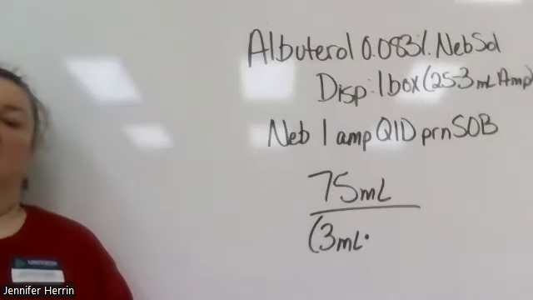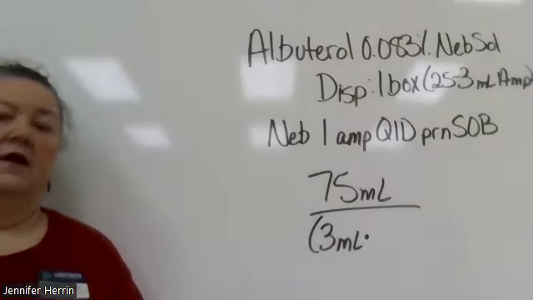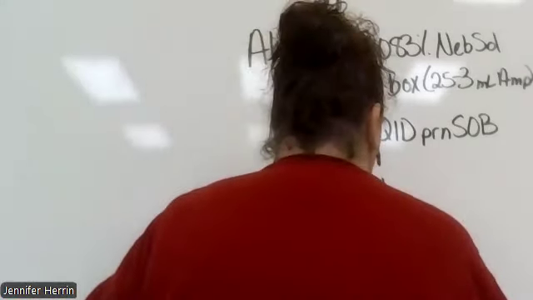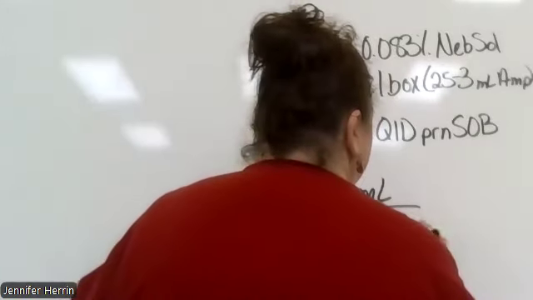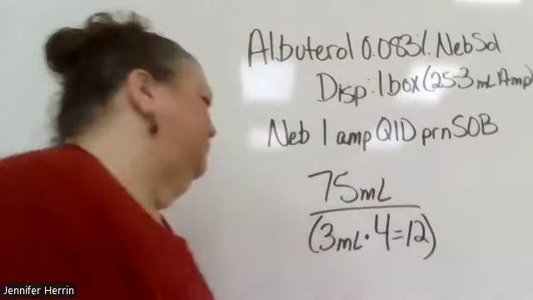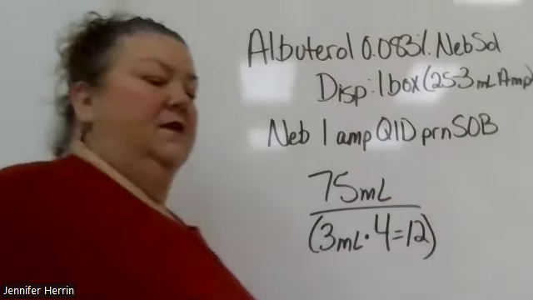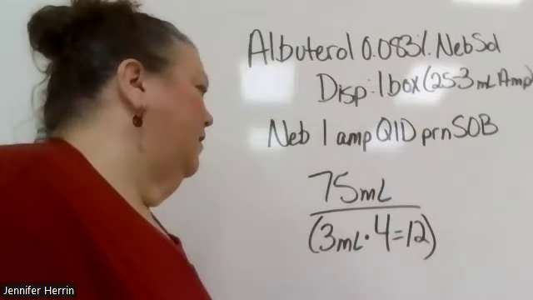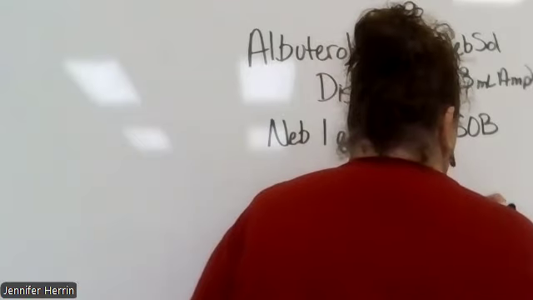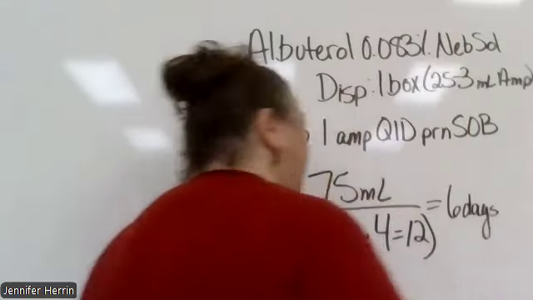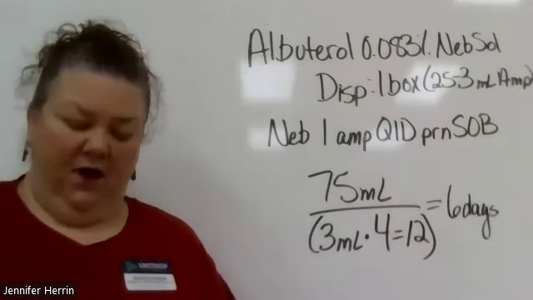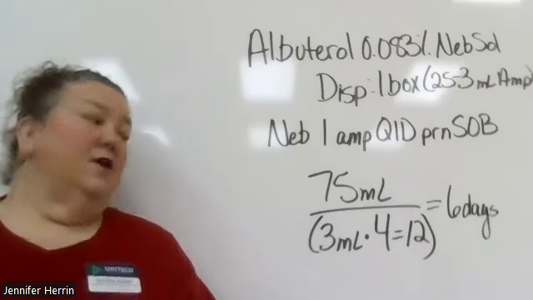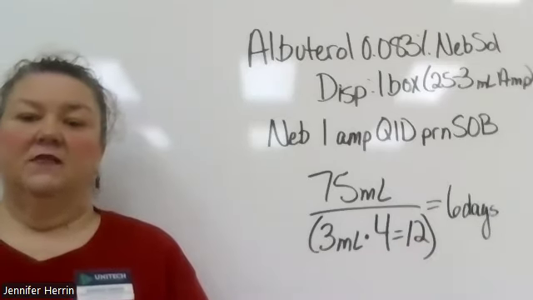Next thing we need to do is establish the frequency. In this case it is QID, which stands for how many times a day? 4. 3 times 4 gives us 12. So we need to divide 75 by 12, which comes to 6.25 on my calculator. Again, with day supply, we do not round. We stop at the last whole number. So we would bill this in as a 6-day supply.